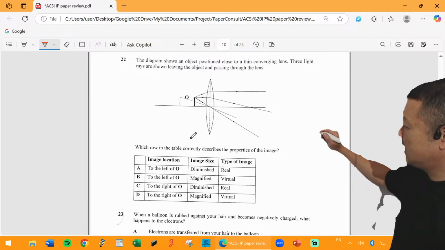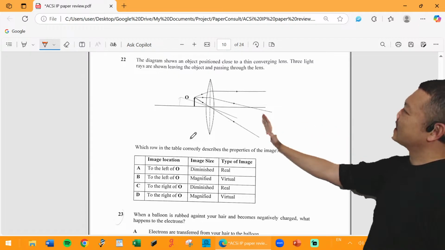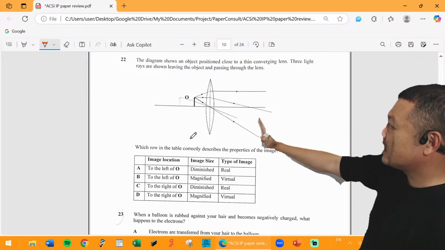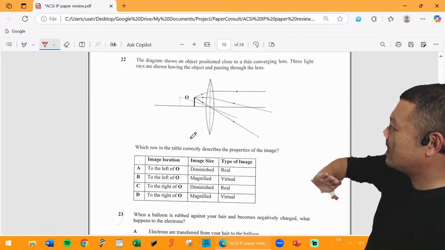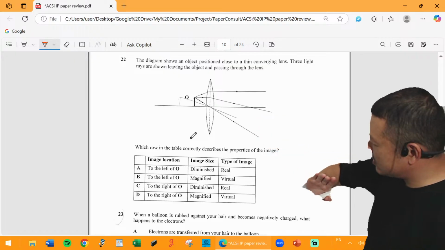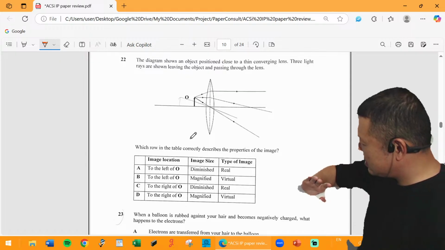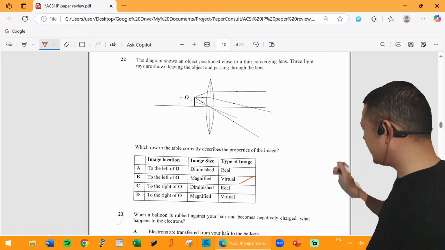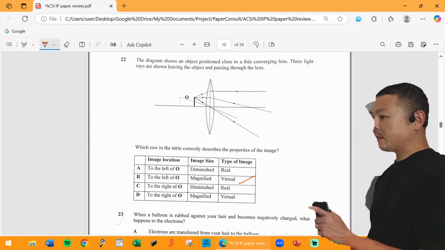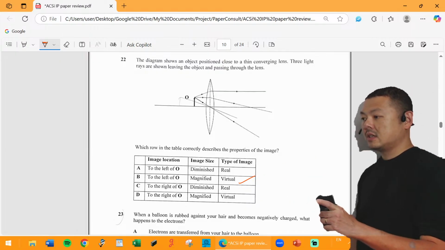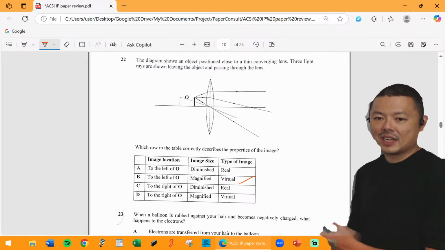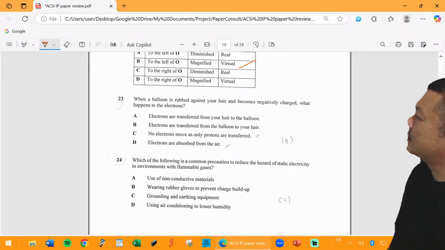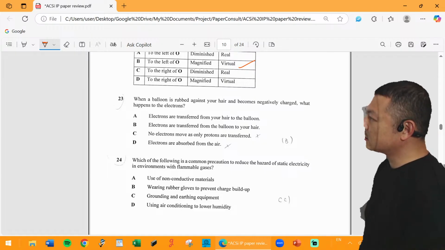This one? This one. So this one is magnifying glass. To the left, magnified virtual B is your answer. Don't tell me you never memorize this. Don't dare to say. Next one. This one memorize one. You got it. This one, 23.